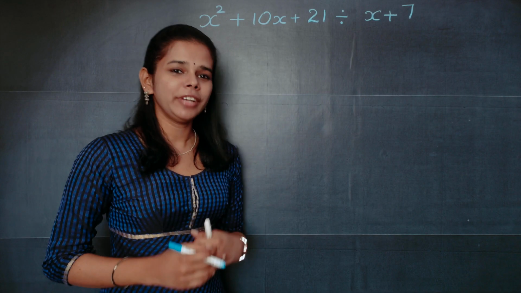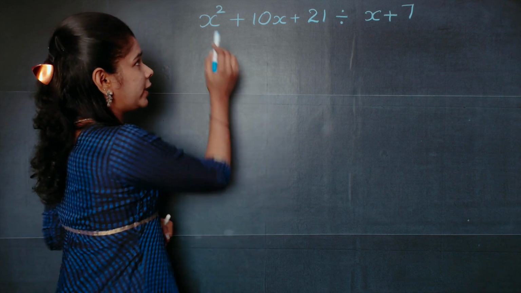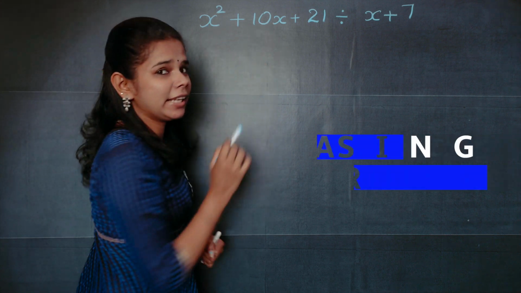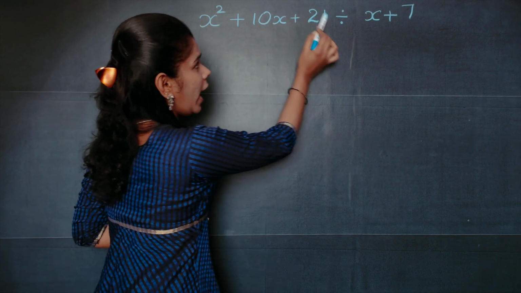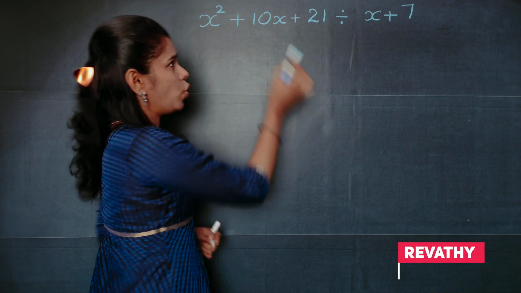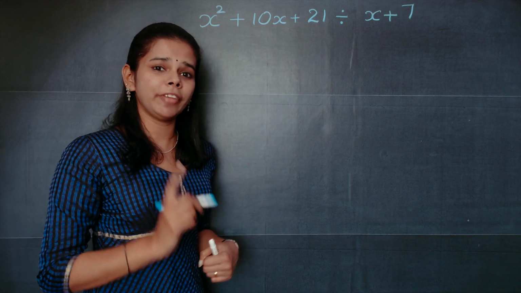So this is your first question. The first step is that you need to check whether the powers are in decreasing order. Here the power is 2, here it is 1, and here it is x raised to 0. So it is 2, 1, 0. They are in decreasing order, and that is the first step.